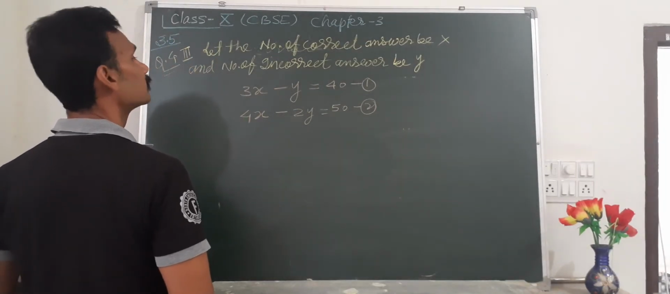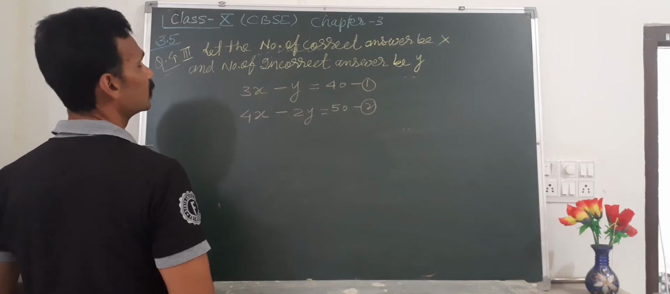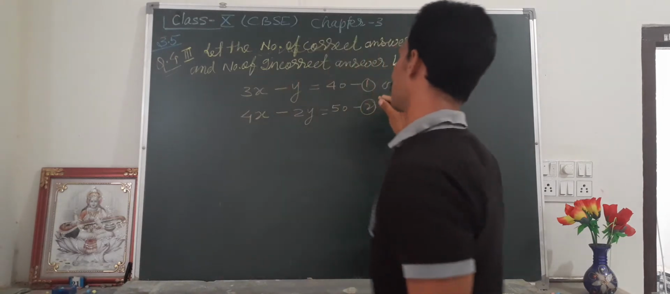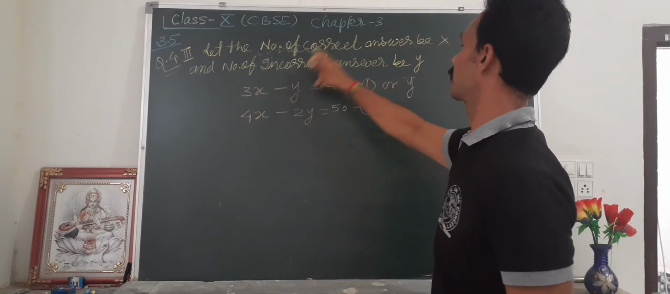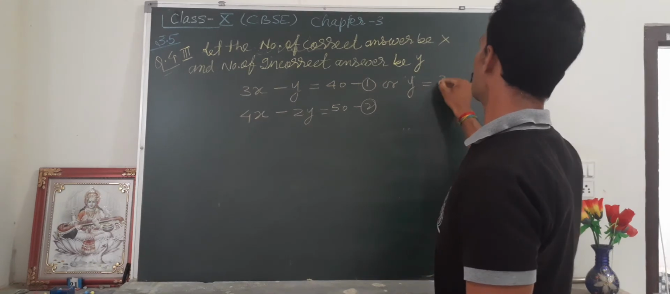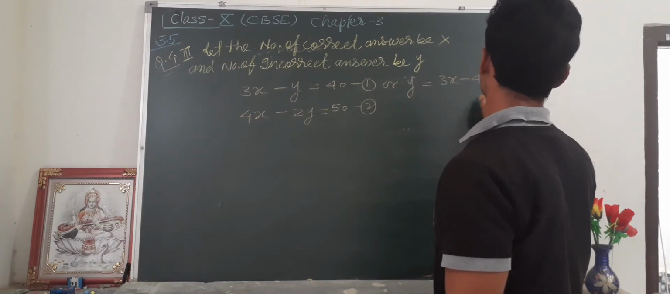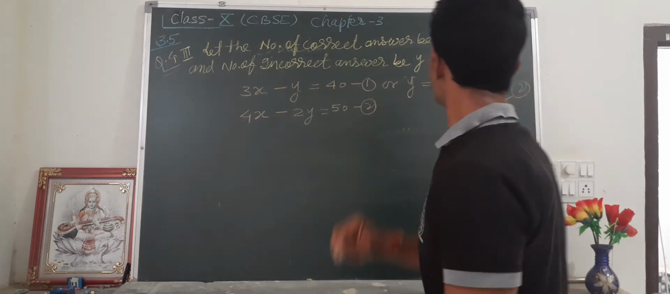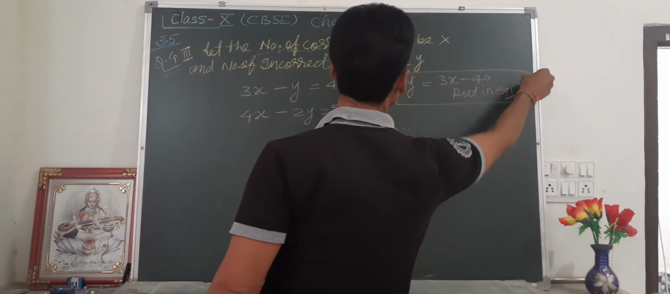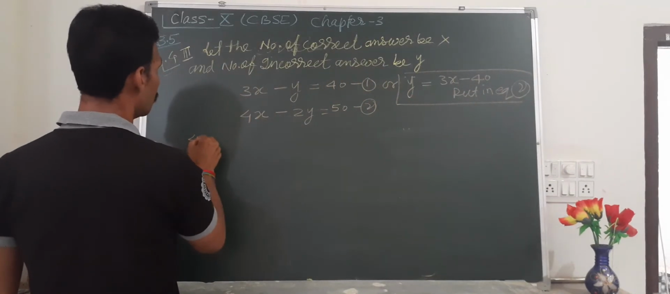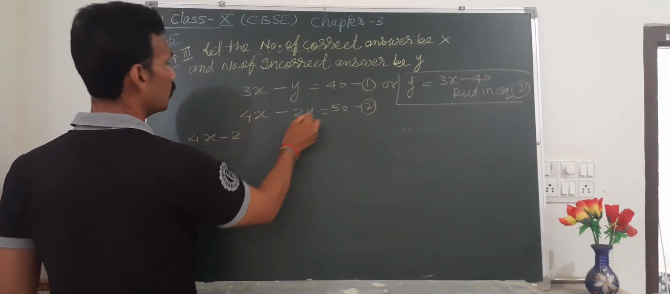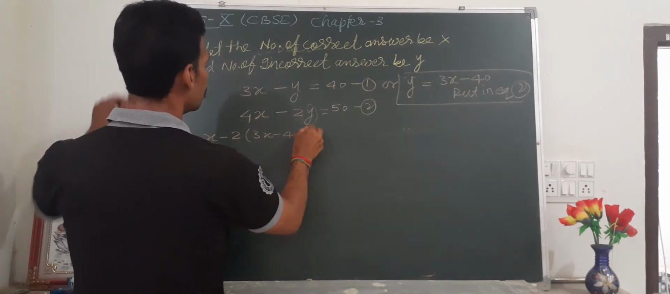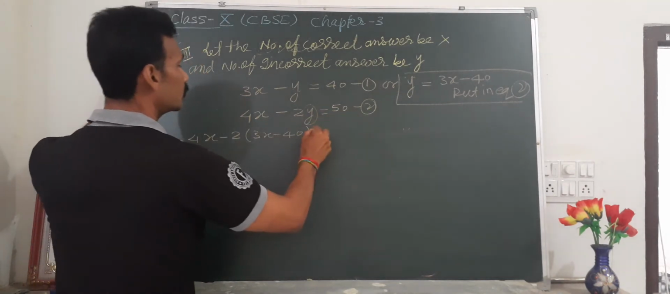So now we'll solve by the substitution method. Okay, so in equation 1 we can write it in terms of y. Transferring y to this side, y equals 3x minus 40. Put this in equation 2. So equation 2 is 4x minus 2y, where y means 3x minus 40, equal to 50.